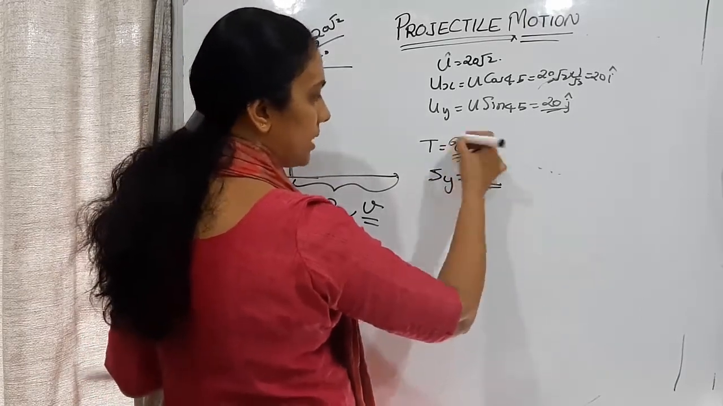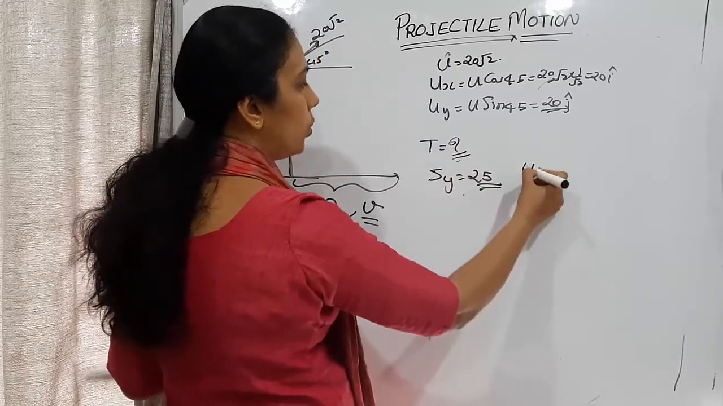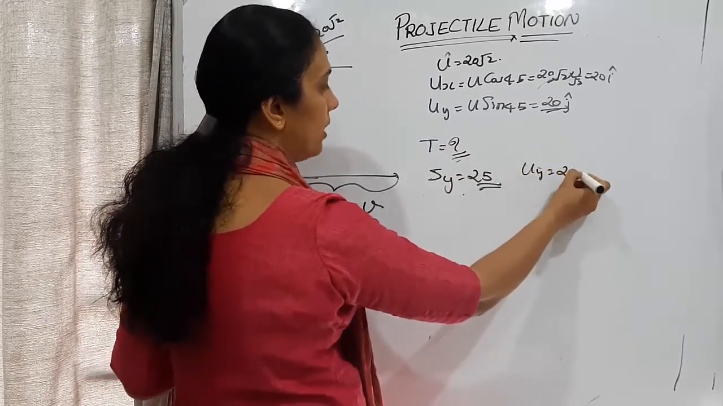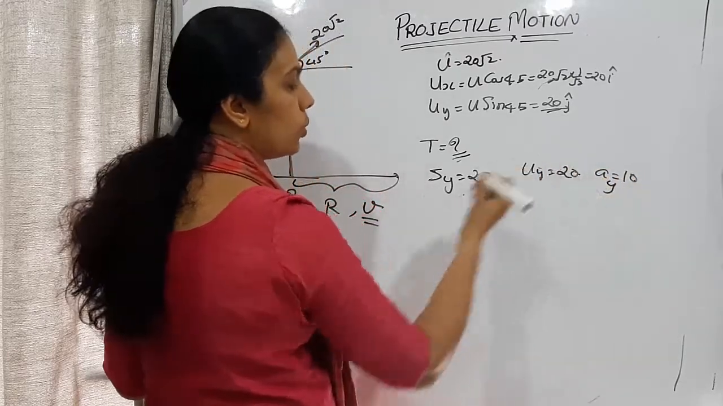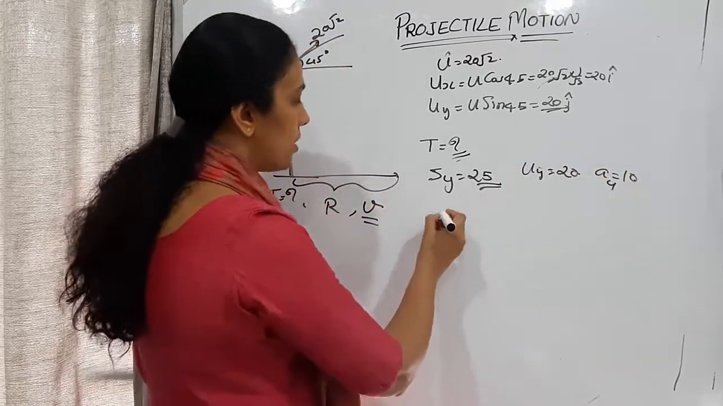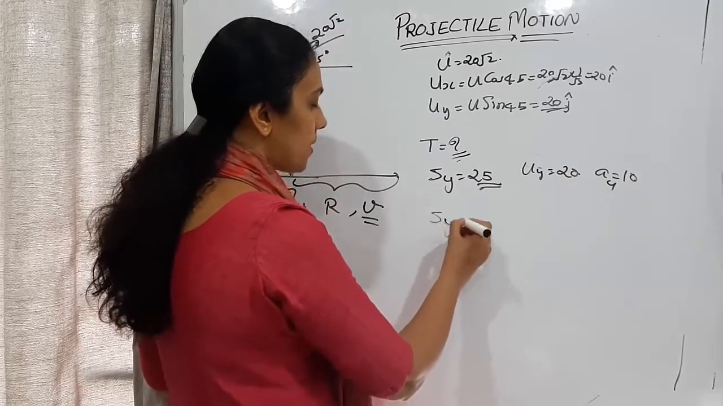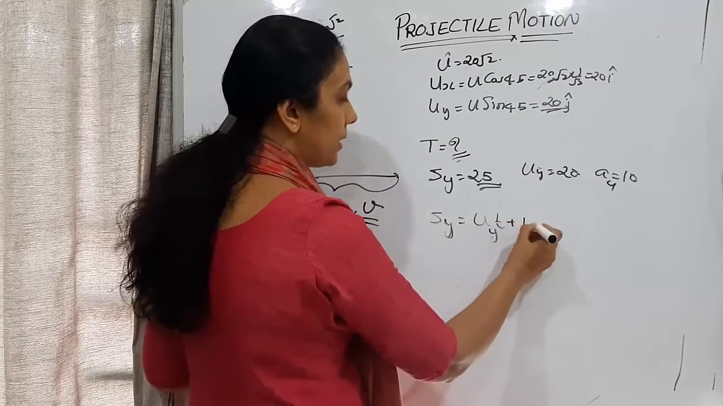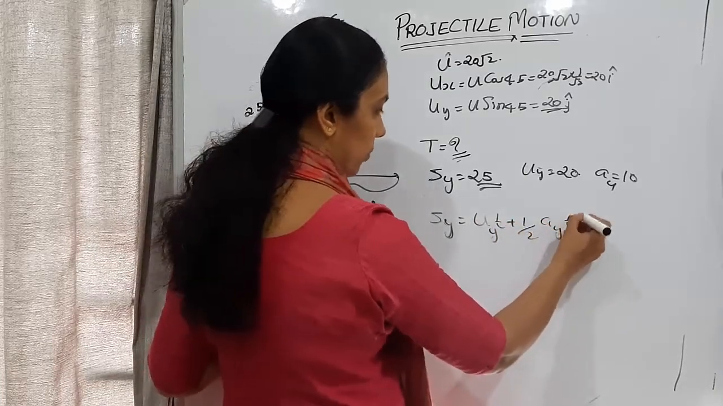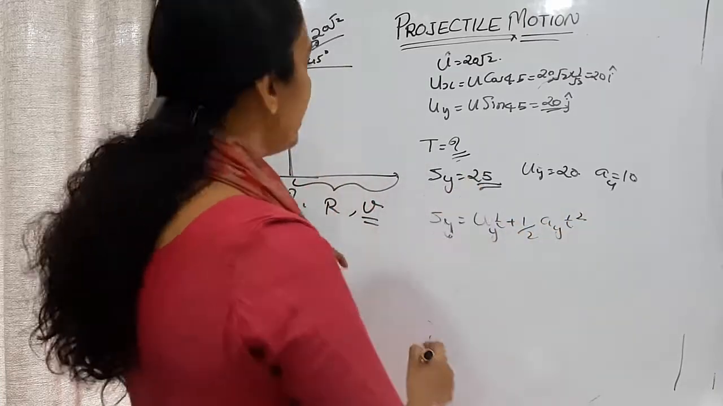Then we don't know the time, we need to find it out. Uy we know as 20, acceleration we know as 10. So S is equal to ut plus half at square, we can apply. So here the distance along the y axis will be Sy is equal to uyt plus half ayt square. What is Sy? 25 meters.